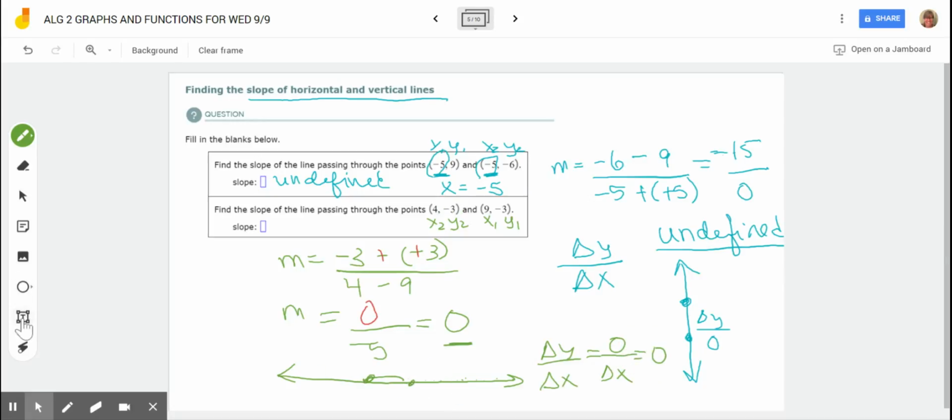What's the name of the line, you guys? Take a look. It's right here. -3, -3. Oh, check it out. Y is always equal to -3, and that's the name of that line.